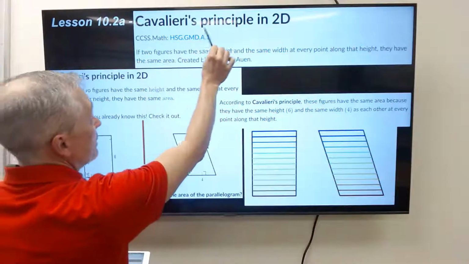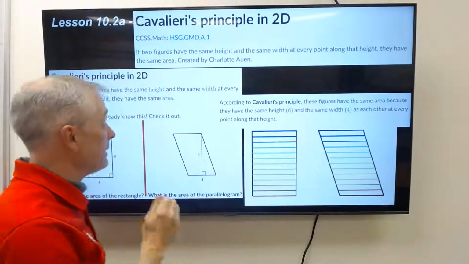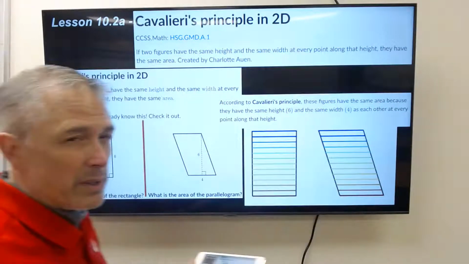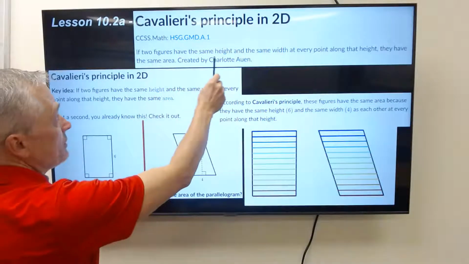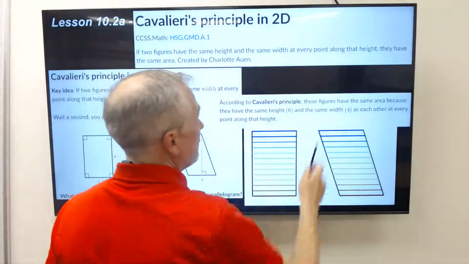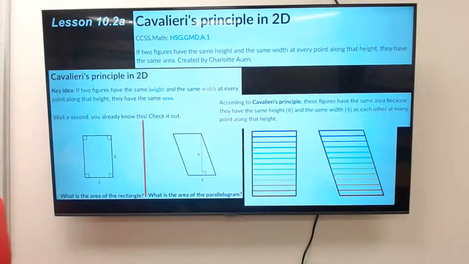Cavalieri's principle in 2 dimensions. We use it in 3 dimensions for the most part, but in 2 dimensions is how we set that. If 2 figures have the same height and the same width at every point along that height, then they create the same area.